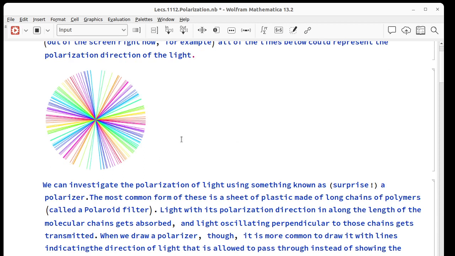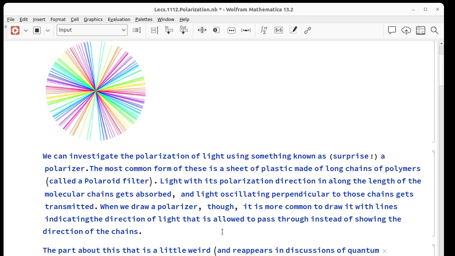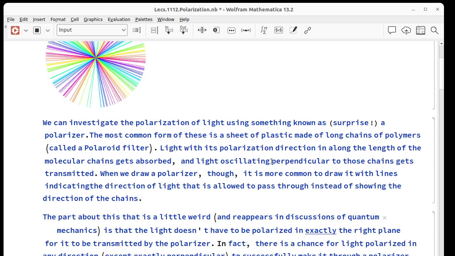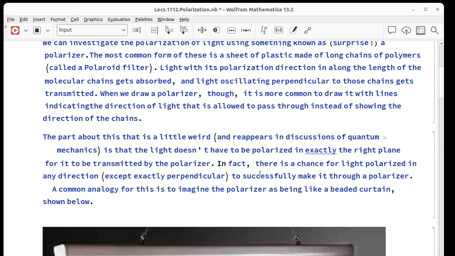The most common form of this is a sheet of plastic made of long chains of polymers called a Polaroid filter. Light with the polarization direction along the molecular chains actually gets absorbed, and light oscillating perpendicular to the chains gets transmitted. But the way we draw it, we'll draw it with lines indicating the direction of light that's allowed to get through instead of really the chains.